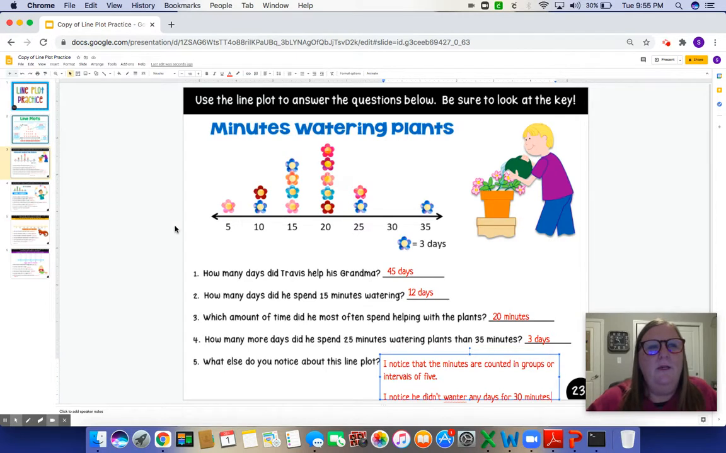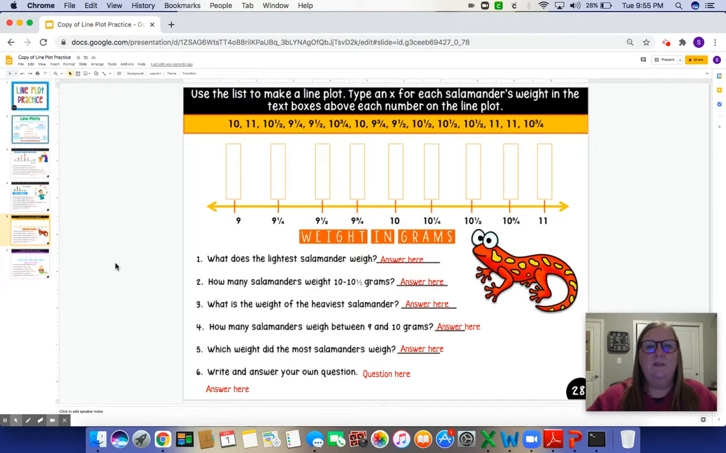All right, we're going to go down to another practice. This is going to look a little bit different. This is going to take data that they've given you, and you're going to make your own line plot. So we're going to jump down to this one, this cute little lizard. It says, use the list to make a line plot. Type an X for each salamander's weight in the text boxes above each number on the line plot.